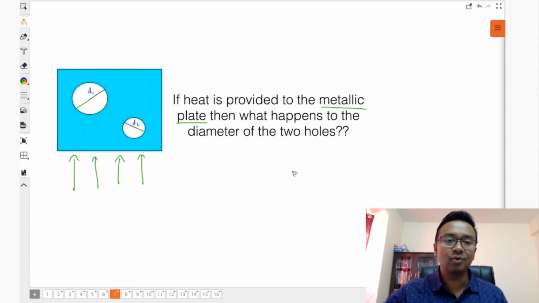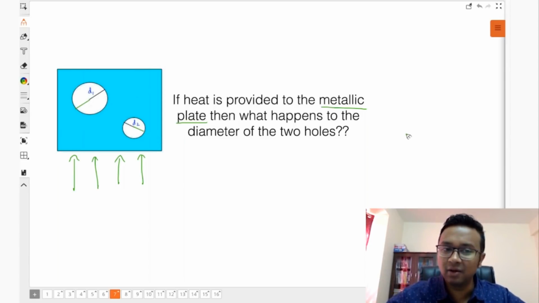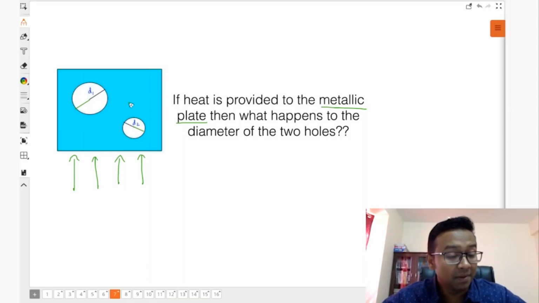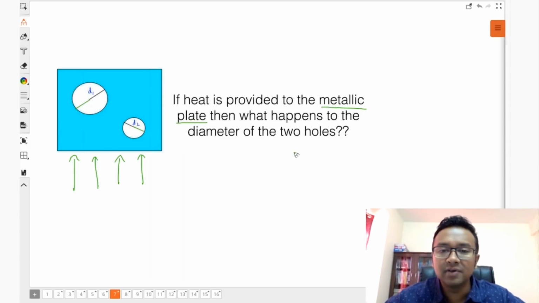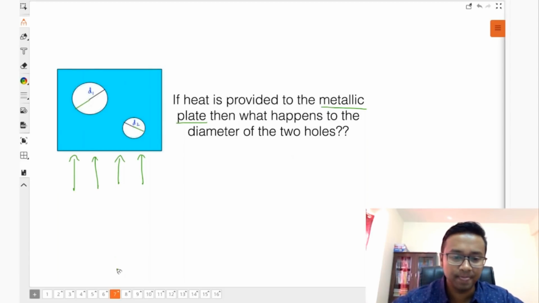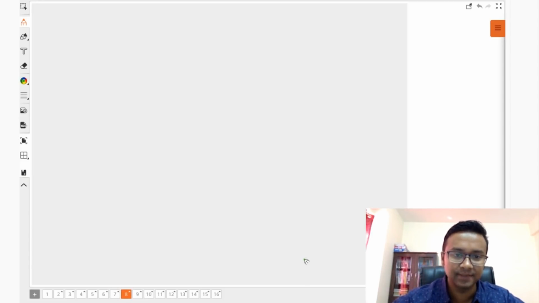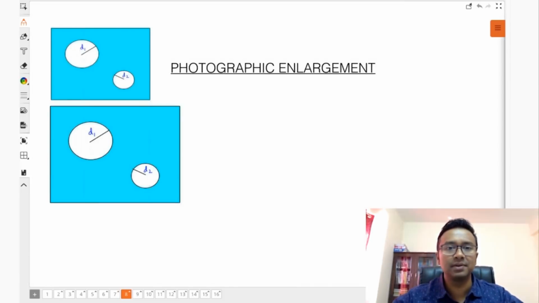Now some would say both of them are going to remain the same. Other people would say that D1 is going to increase, D2 is going to remain the same, or D2 is going to decrease. So there are multiple combinations. However, there is one good way of looking at this entire thing. It is pretty simple.